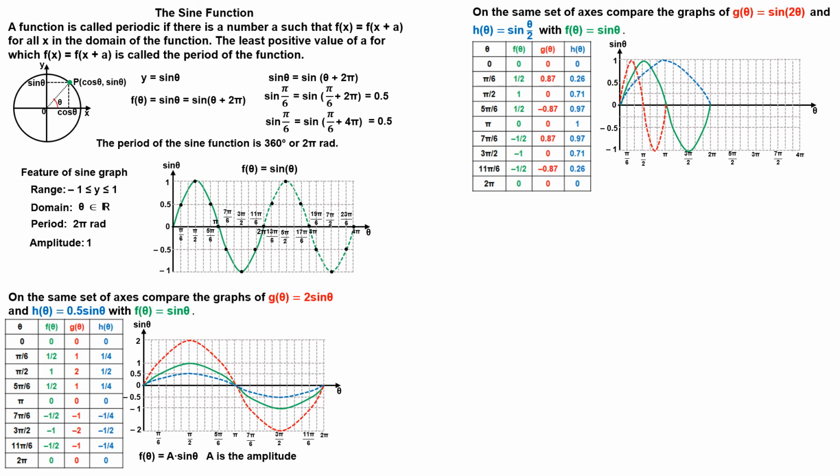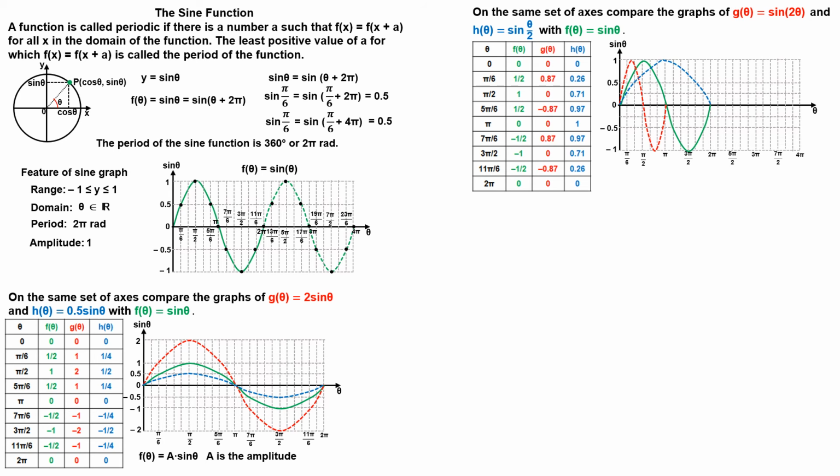But if the angle theta is multiplied by a fraction between 0 and 1, as in the blue graph, that slows down the function, and the period is larger because it takes a longer time for the function to repeat itself.